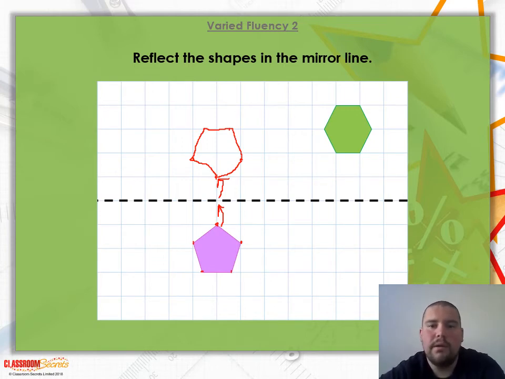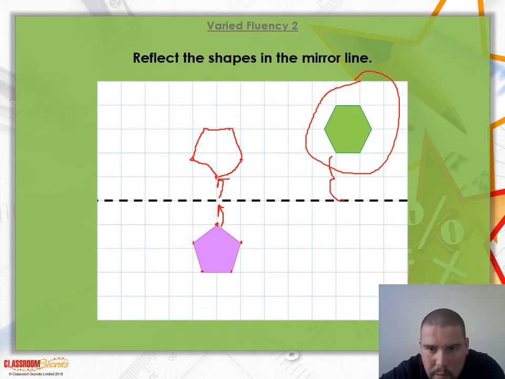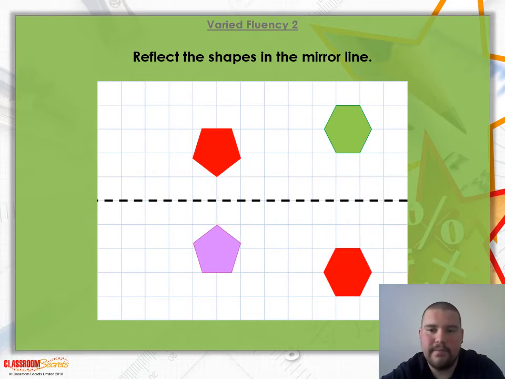Okay, so I would like you to have a go for the hexagon over here. Just remember you need to count how many squares away for each point. Draw the point on the other side, the same distance away from the reflection line, and just match the dots up, pencil and ruler. That is how simple it is. And obviously check to see if you have got the right answer.